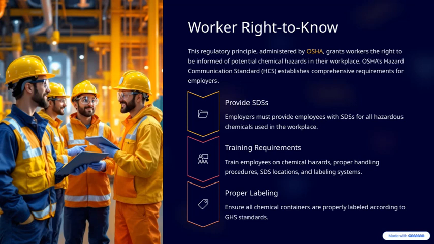Let's talk about proper labeling first. It's crucial that all chemical containers are correctly labeled according to GHS standards. This helps ensure everyone knows exactly what they're handling and can take the necessary precautions. Proper labeling isn't just a formality, it's a key safety measure.